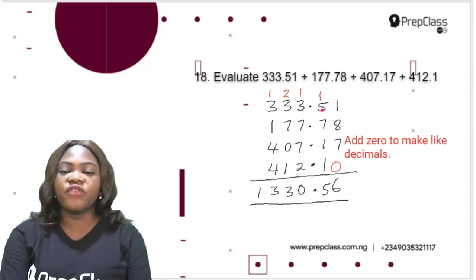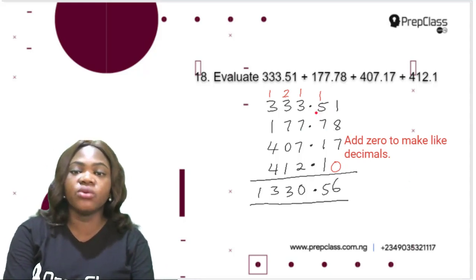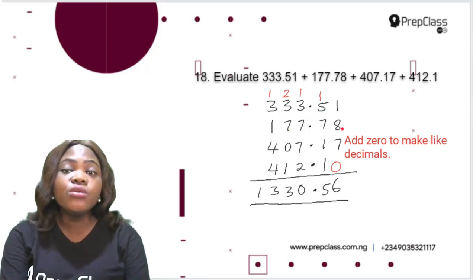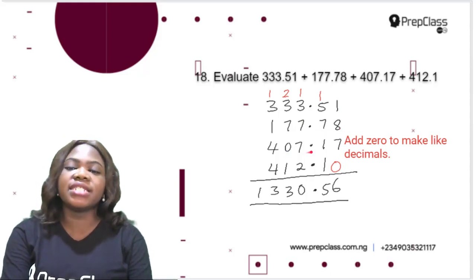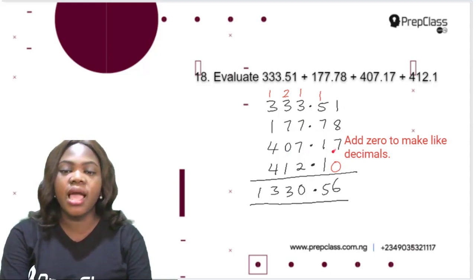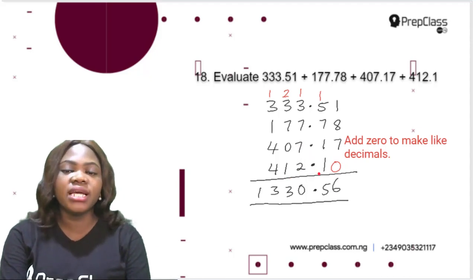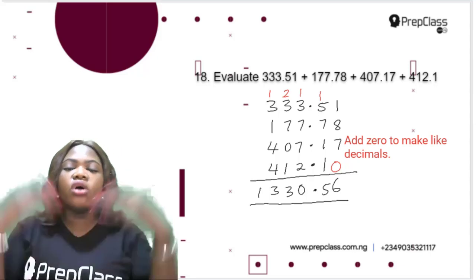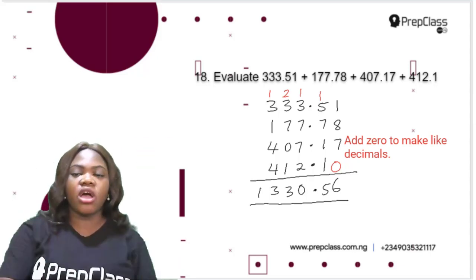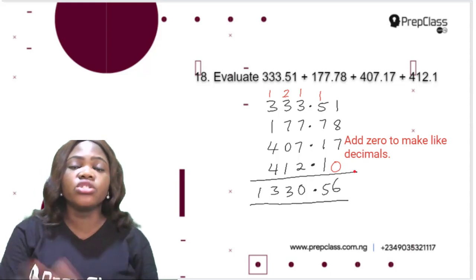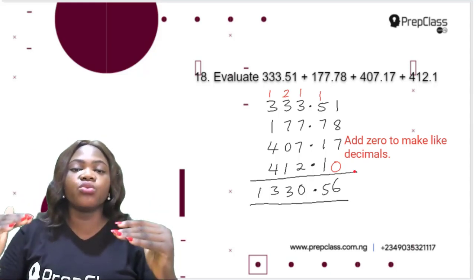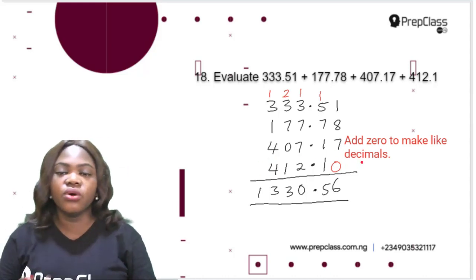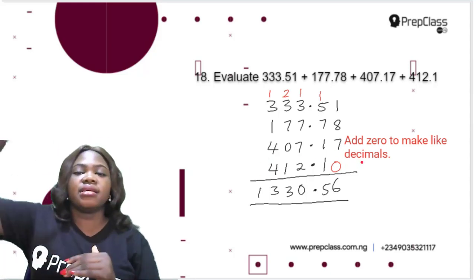So 333.51 has 2 digits after the decimal point, so it has 2 decimal places. 177.78 has 2 decimal places as well. 407.17 has 2 decimal places. But 412.1 has just 1 decimal place because there is just one number after the decimal point. So in order to make it like decimals, all you have to do is add 0 to this as well. So it makes 412.1 have 2 decimal places as well. We now have 412.10. Just add zeros to make it like decimals.